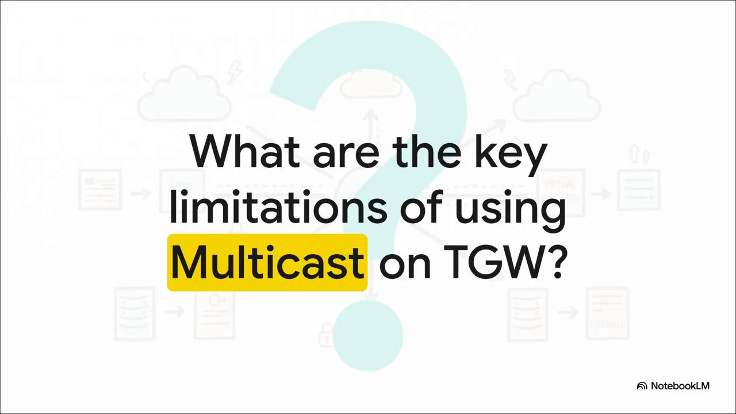And finally, our third challenge, knowing the boundaries. What are those big gotchas with TGW Multicast? Remember, it's cloud only. That means no cross-region, no peering, and absolutely no connectivity back to your on-premises network.